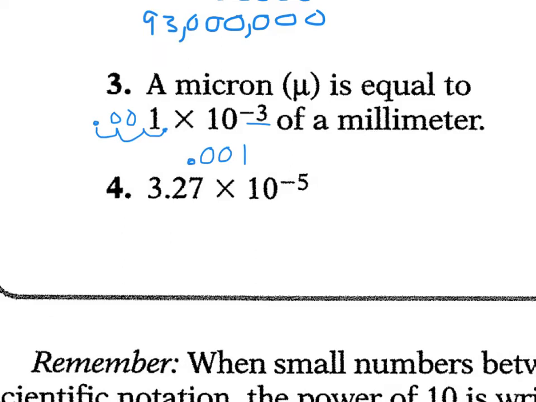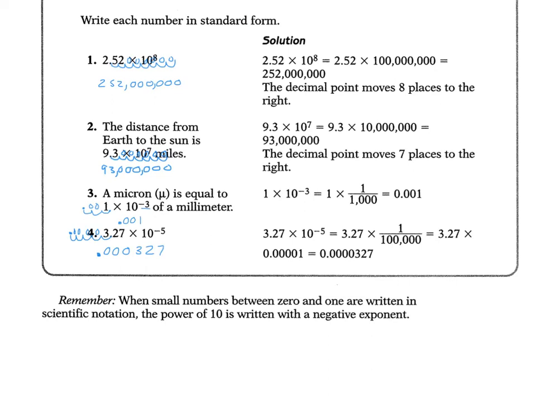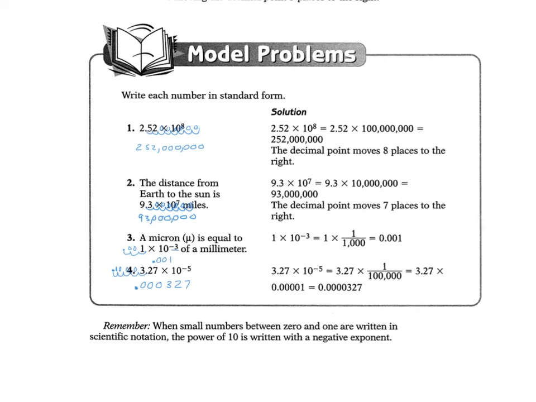Again, we have a negative exponent for number 4, so we're going to move this to the left 5 places. So we have 1, 2, 3, 4, 5. Our new decimal place is right there, and we need to fill all of these in with zeros. So we have 4 zeros, so we have 0.000327. And this just says, remember when numbers are between 0 and 1, in scientific notation, the power of 10 is written with a negative exponent.